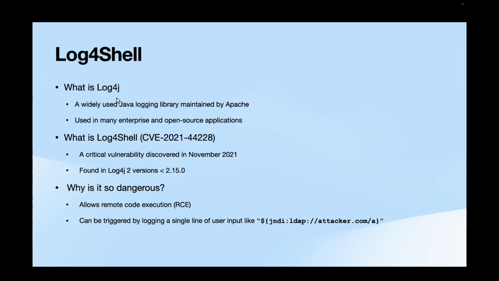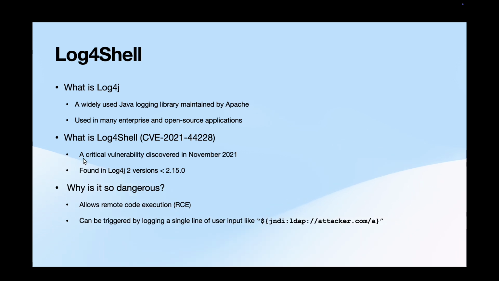Today we are going to introduce the Log4Shell vulnerability. But before diving into Log4Shell, we first need to explain what Log4j is. Log4j is a Java logging library used to write runtime information from programs to files, the console, or other destinations. It's used in many enterprise and open source applications.